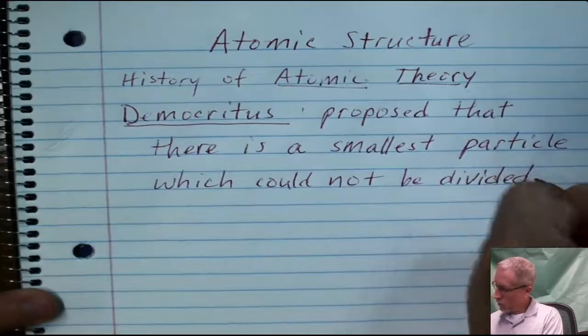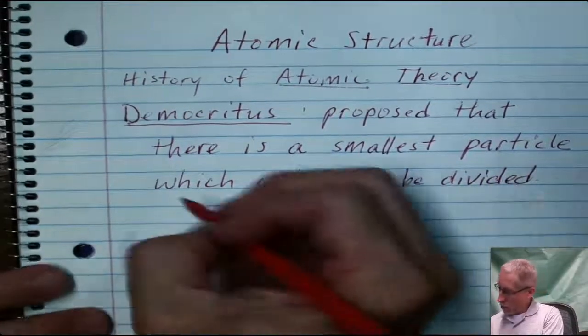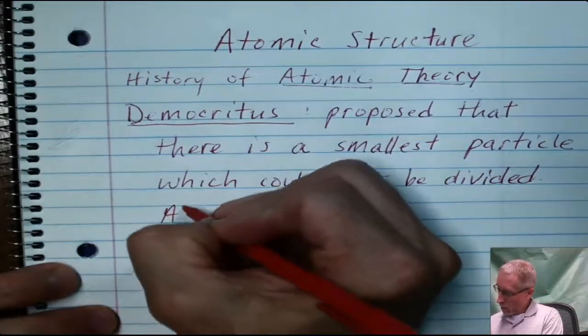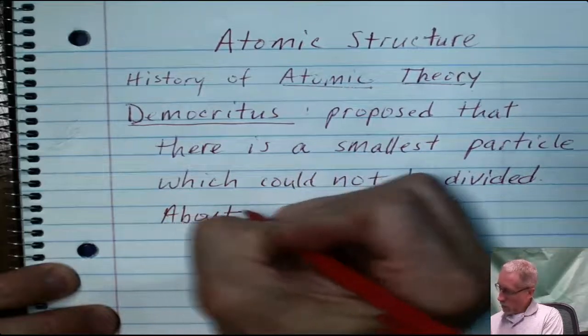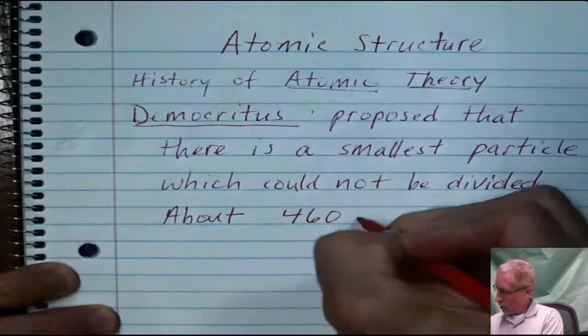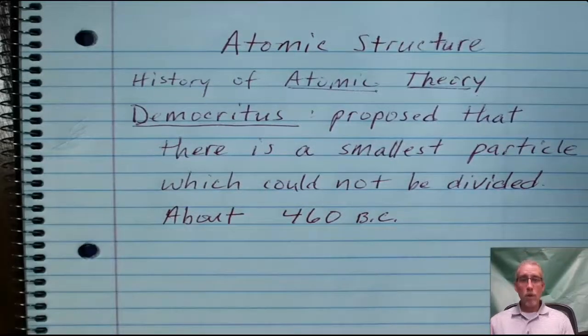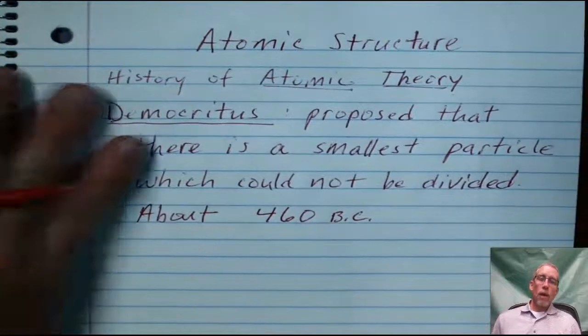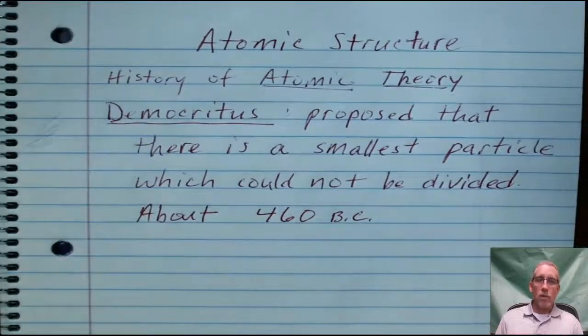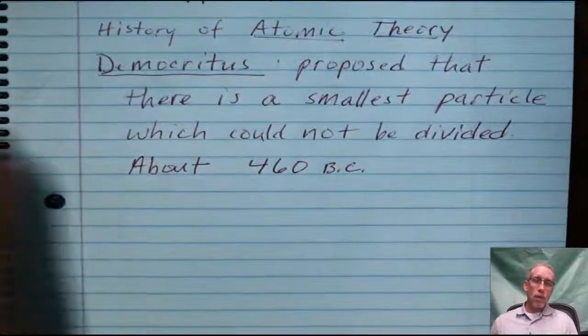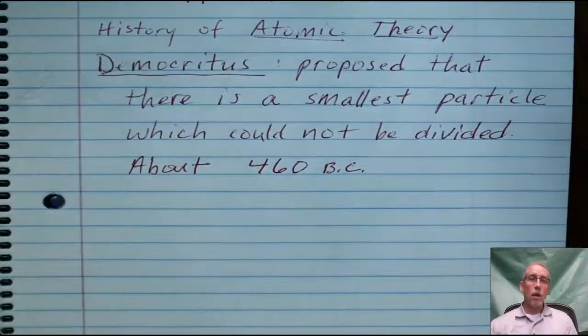There we go. And when did this happen? This was about 460 BC. So about 2,400 years ago, almost 2,500 years ago. That's a long time. And so philosophers, what they called natural philosophers back at that time, kind of debated back and forth all these different ideas. And it wasn't until the 17 and 1800s that things started to take shape and we started to get evidence for this very idea.